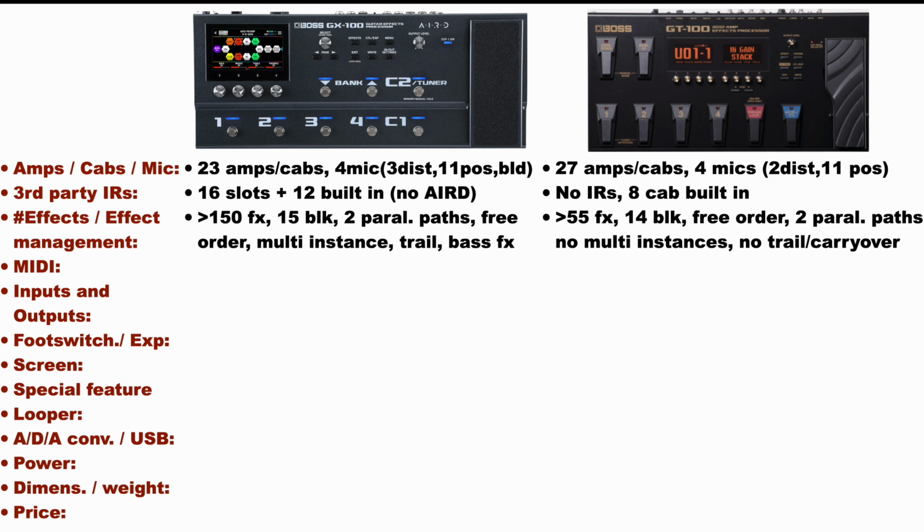You have more effects, more options, an entire set of effects dedicated to the bass guitar. I think that in terms of effects, the GX-100 is simply one of the best units you can get for the money, especially if you are a Boss effects lover. As regards MIDI, they both have MIDI in and out ports.